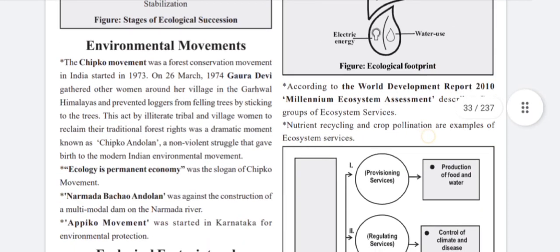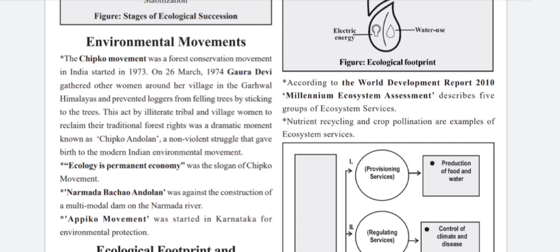Environmental movements. The Chipko movement was a forest conservation movement in India started in 1973. On 26 March 1974, Gaura Devi gathered other women around her village in the Garhwal Himalayas and prevented loggers from felling trees by sticking to the trees.